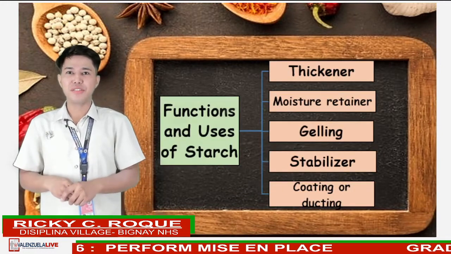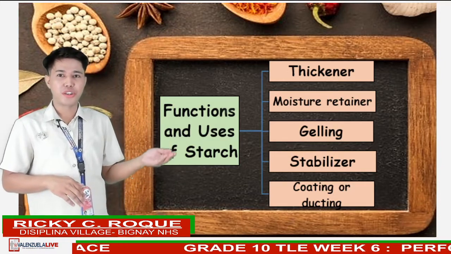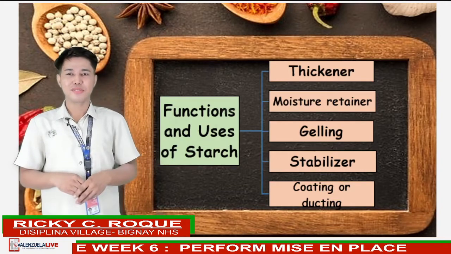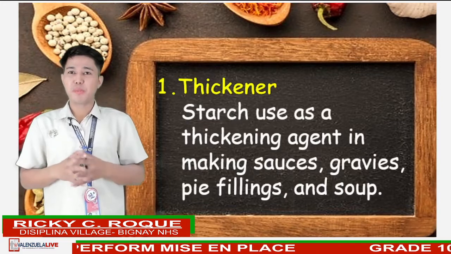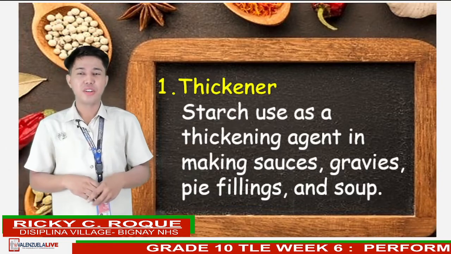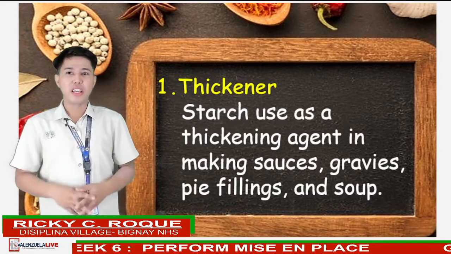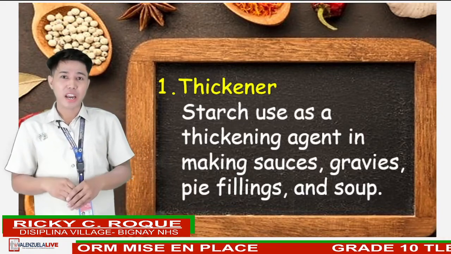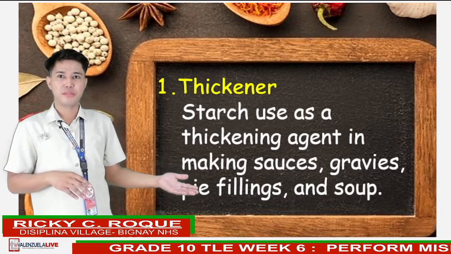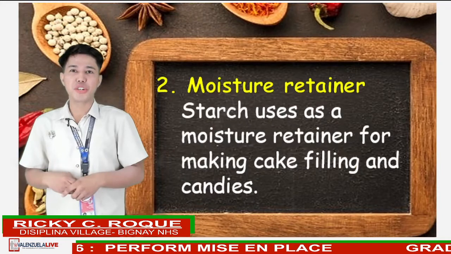Now, let us discuss the functions and uses of starch: as thickener, moisture retainer, gelling agent, stabilizer, and coating or dusting. Starch plays various roles in the food industry, a typical multitasker, such as being a thickener. Starch is used as a thickening agent in making sauces, gravies, pie fillings, and soup. Here is an example of a thickener, the picture of gravy.